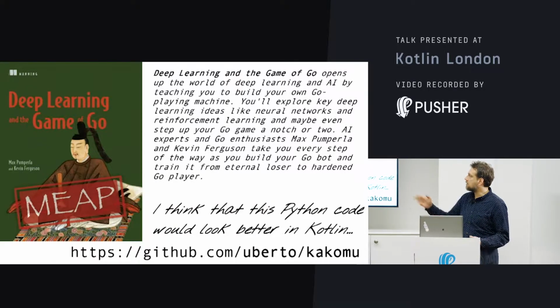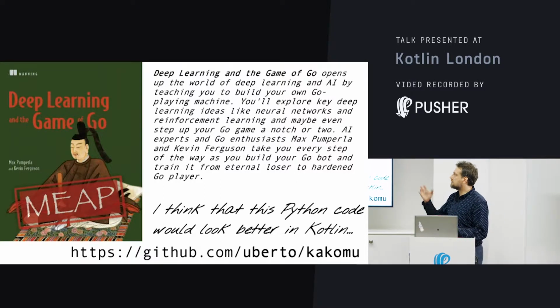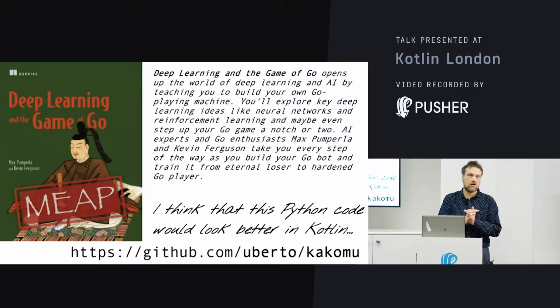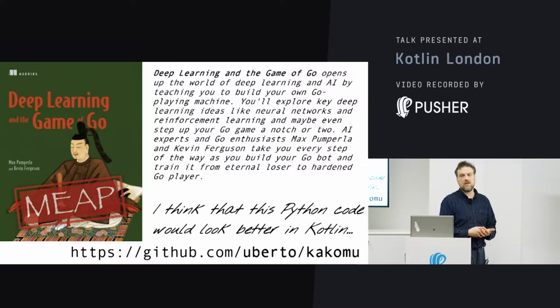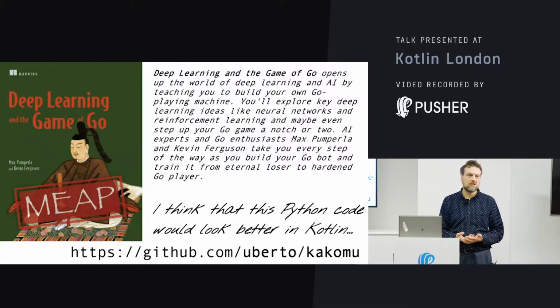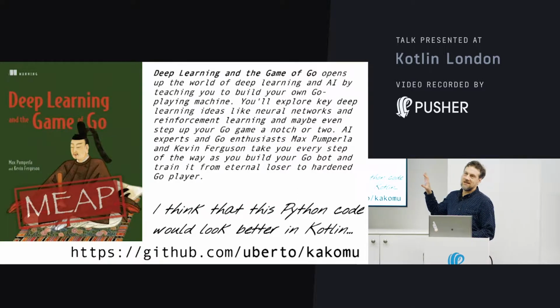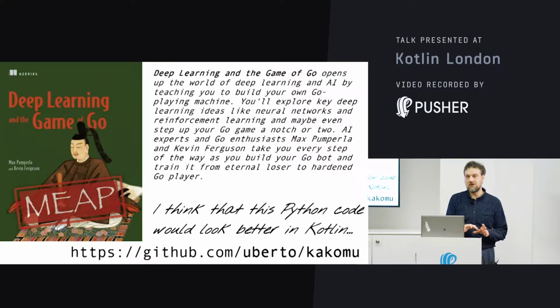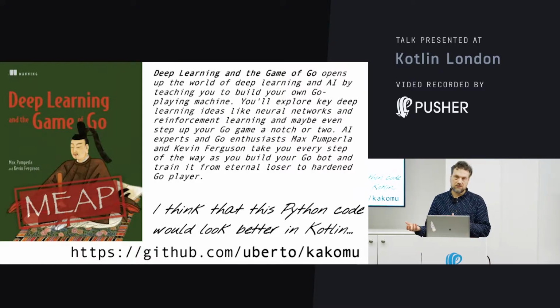Now there is this book in MEAP from Manning that explains, quite a nice book, how to build a kind of AlphaGo yourself. And when I saw there were all these examples in Python, I thought, well, come on, Python, we can do better. We can do Kotlin. So what I did basically is take the code of this book and translate it into Kotlin. That was version 1, and then I improved on the Kotlin part.